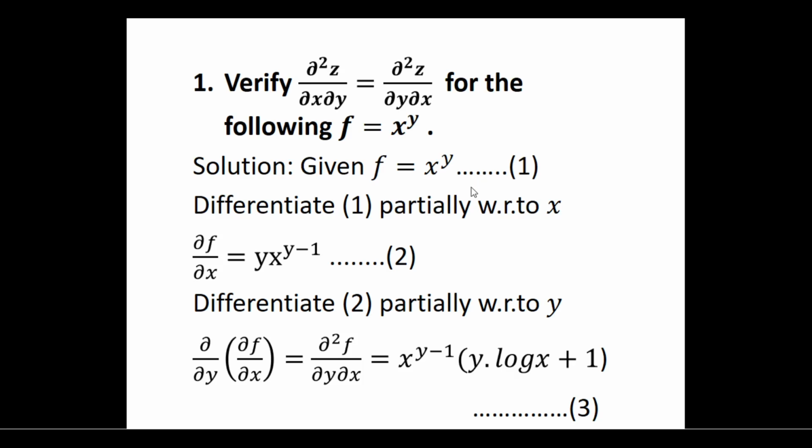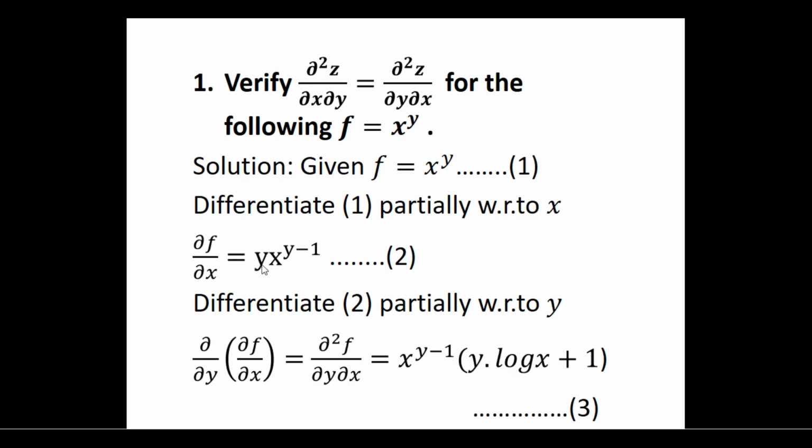Now differentiate equation 1 partially with respect to x. So the differentiation of x^y is y times x^(y-1). Call it equation 2. Now again differentiate equation 2 partially with respect to y in order to get the mixed partial derivative, that is ∂²f/∂y∂x. Okay, so we have to differentiate this with respect to y.